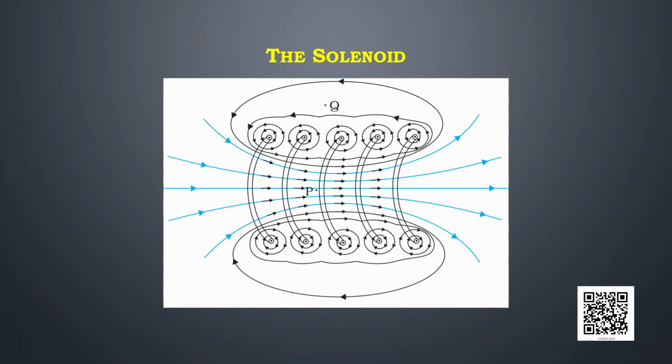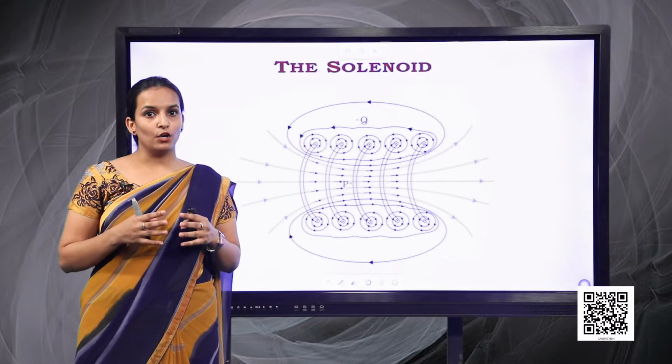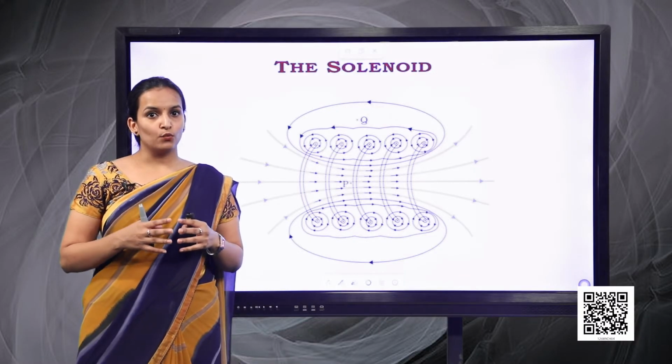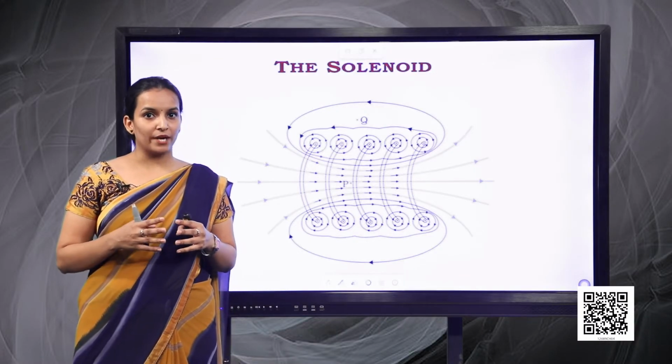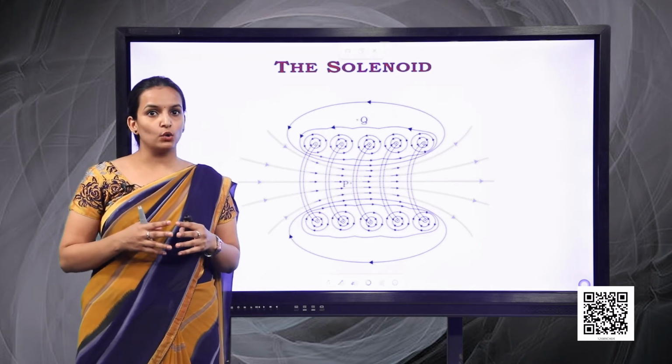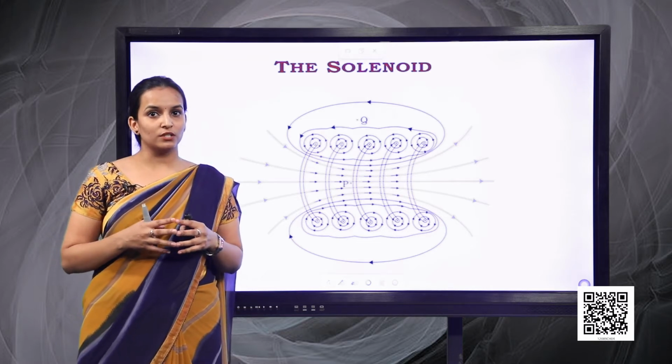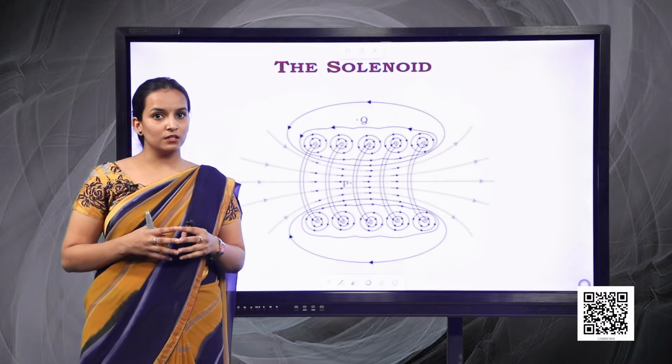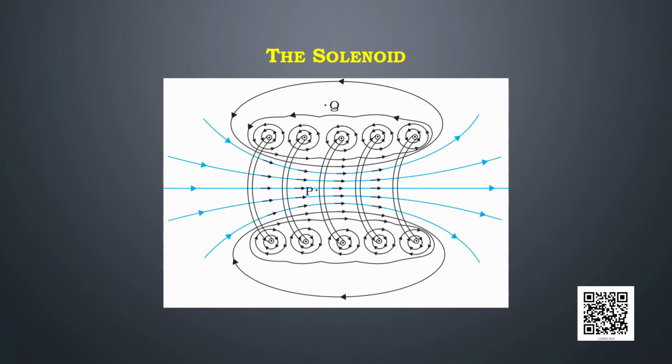Let's consider a long solenoid. Its length is large compared to its radius. It consists of a long insulated wire wound in the form of a helix, where the neighboring turns are closely spaced. So, each turn can be regarded as a circular loop. Look at the diagram on the screen.